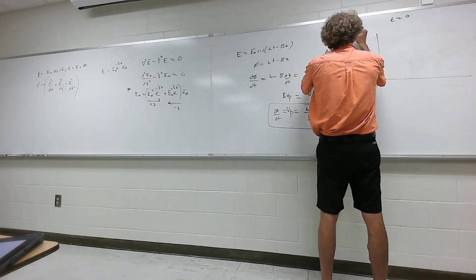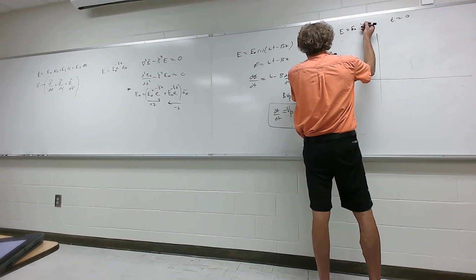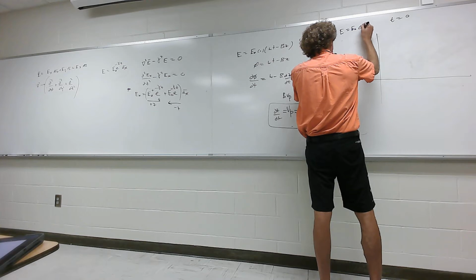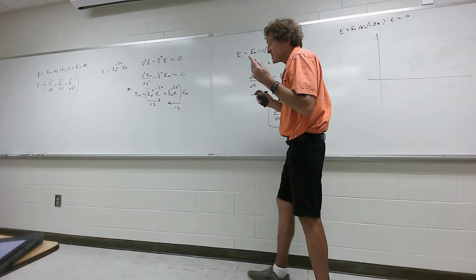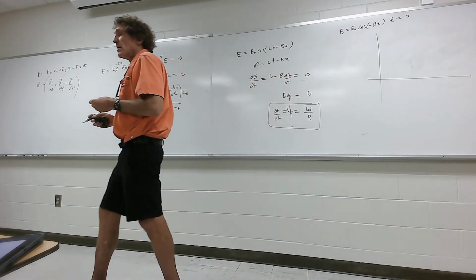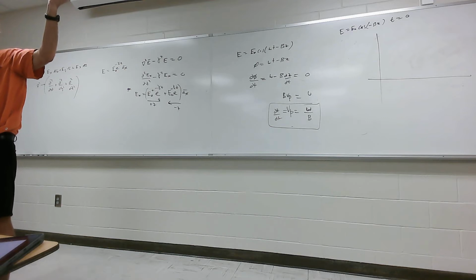So that means the waveform I plot would be E equals some E naught, and then it would be just cosine of minus beta z, because I'm saying t equals 0, right? All right. Now, how many know what an even function is versus an odd function?